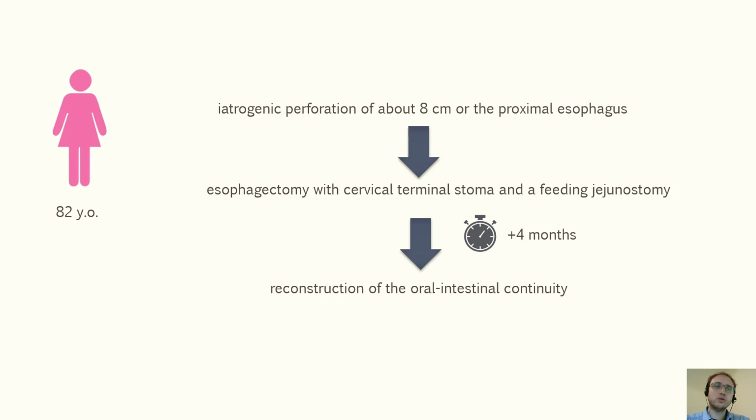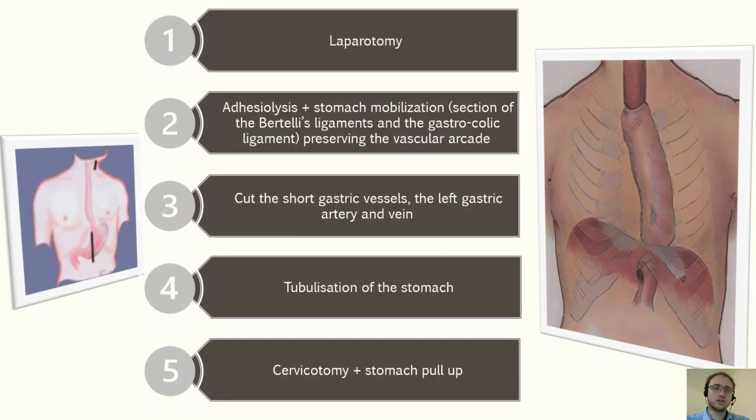Our case is about a woman of 82 years old admitted in our department after an iatrogenic perforation of about 8 cm of the proximal esophagus during an oral intervention for the treatment of an inflammatory stenosis of more than 50% of the cricopharynx. Due to the huge perforation, we initially performed an esophagectomy with cervical terminal stoma and a feeding jejunostomy. After 4 months, we readmitted the woman for the reconstruction of the oral intestinal continuity.